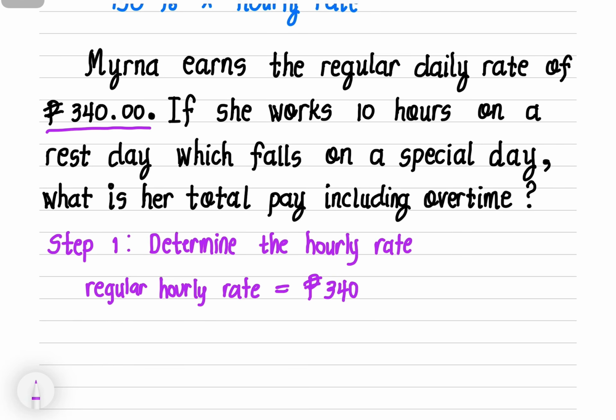340 pesos. And then, of course, sa loob ng isang araw, allowed tayo magtrabaho ng 8 hours. So, standard yon. So, 340 divided by 8, that is equal to, very good, 42.50 pesos. Okay, so this will be our regular hourly rate. Gets? So now, proceed tayo sa step number 2.